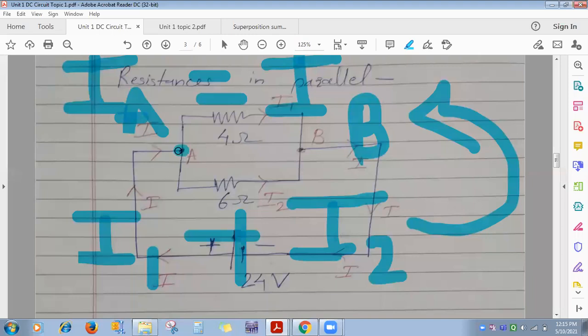Mark the nodes or points across which they are connected in parallel, and check that whatever current enters at node A, the same must leave at node B. First condition, IA is equal to IB. Then check whether the two resistances you feel are in parallel carry currents I1 plus I2 equal to IA, equal to IB. Check these two conditions. If both conditions are satisfied, only then can you say the resistances are in parallel, otherwise not. Okay, got it?